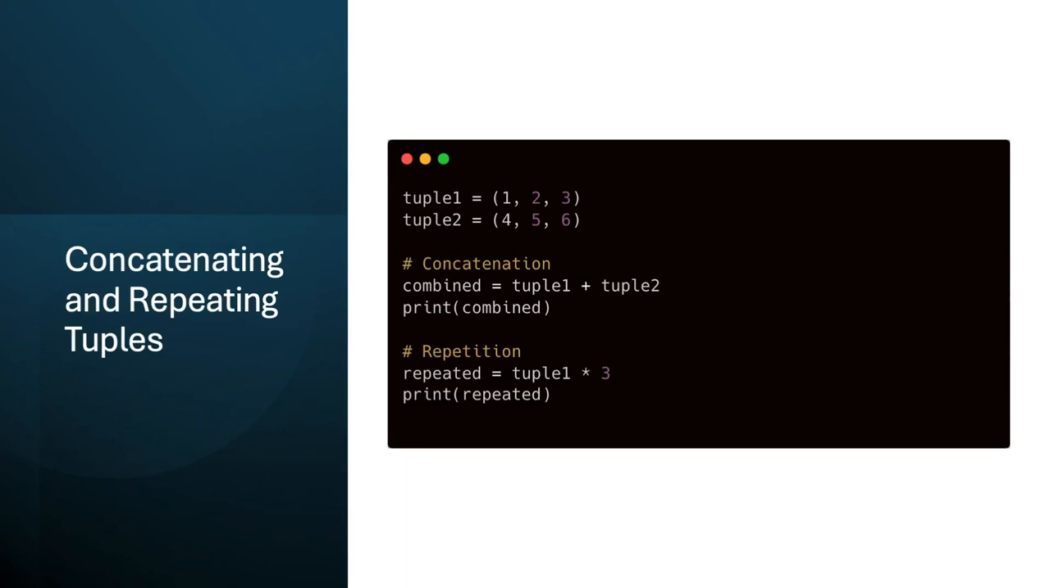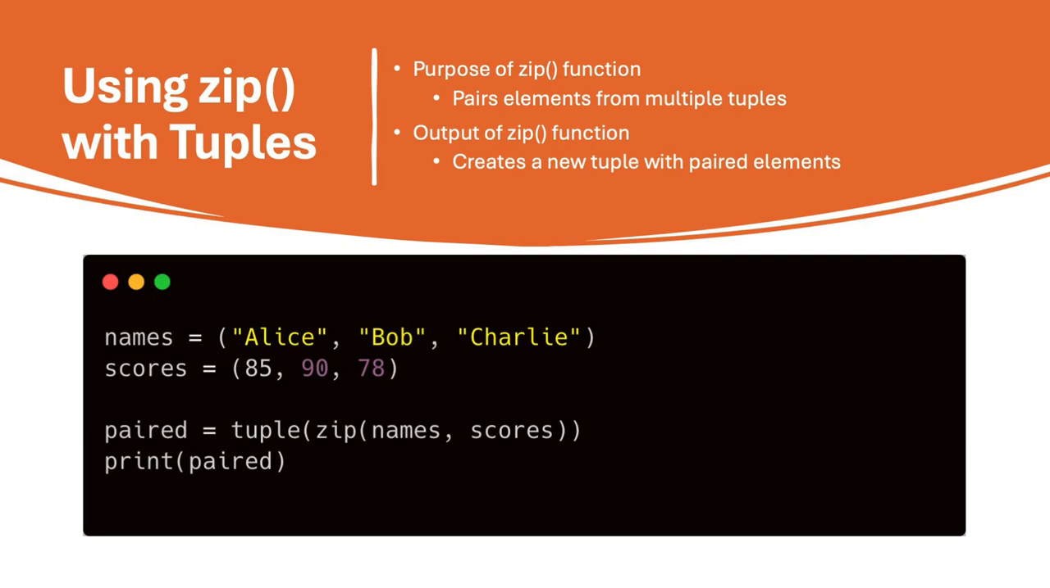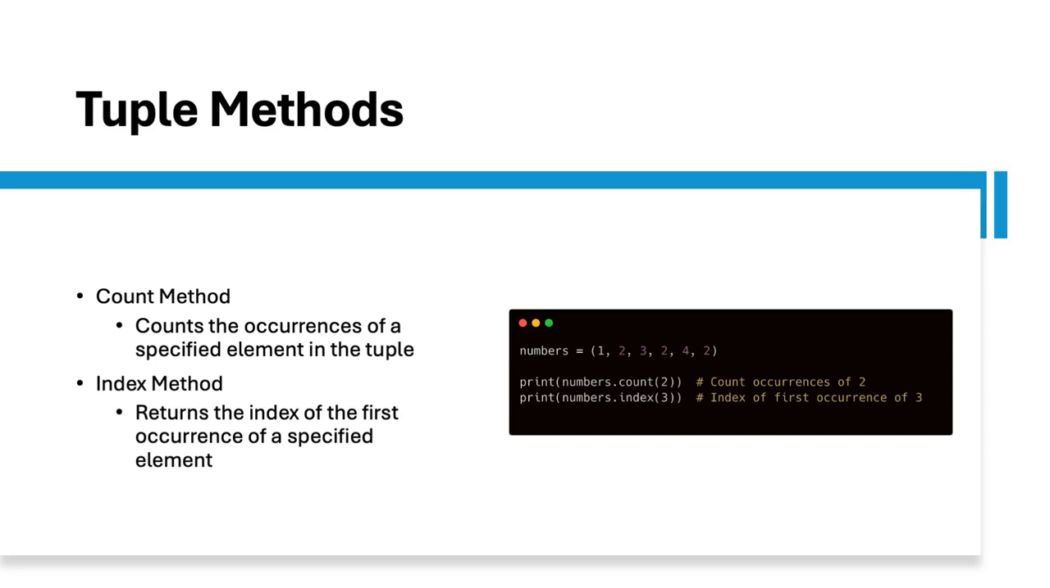Here's an example of how you can concatenate tuples and also use repeated tuples. The zip function in Python pairs elements from two or more tuples, creating a new tuple with these paired elements. Tuples in Python support two main methods, count and index. The count method counts occurrences of an element, while the index method returns the first occurrence index.